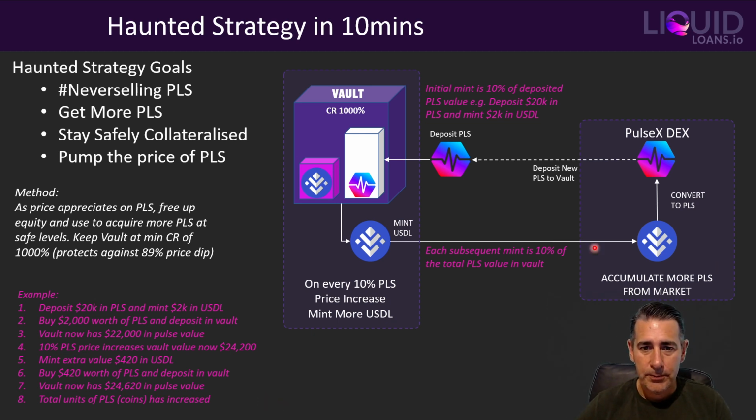So let's have a look. We initially set up a vault. We deposit some Pulse into a vault within the Liquid Loans system. And then once we've got that deposit in there, we go and mint a certain amount of USDL. Now this initial mint, if you see up here, is 10% of the deposited Pulse value. So as an example, if we deposited $20,000 worth of Pulse, we would mint $2,000 worth of USDL. Okay, so what do we do with this USDL?